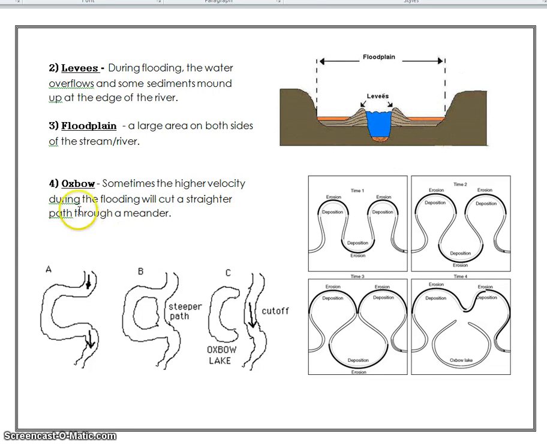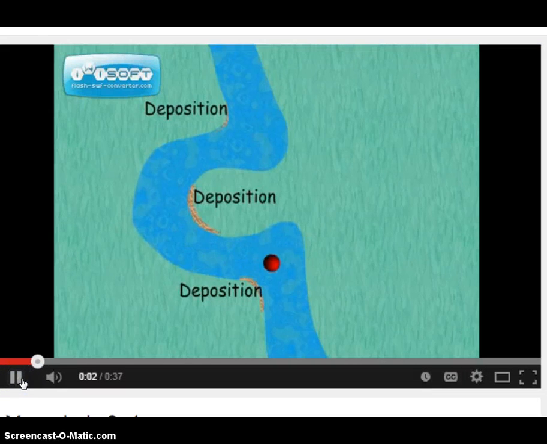Oxbows are another unique feature, which is when a stream or river flows over the surface, the longer it flows, the more it will start to meander. And sometimes those meanders will get so curvy that eventually they will break through and the oxbow will be left behind, and the water will continue on a straighter pathway. I have a quick animation for you to look at to watch the development of an oxbow form. So just take a quick look at this.